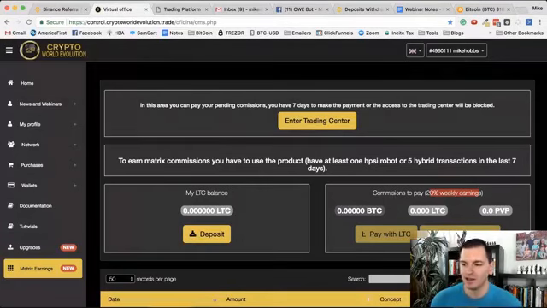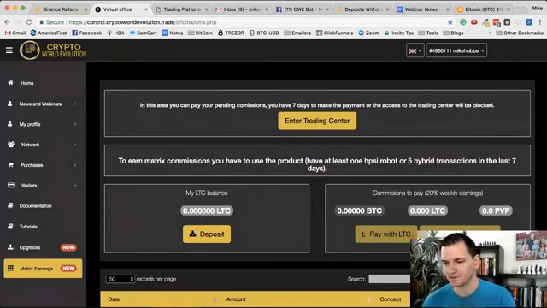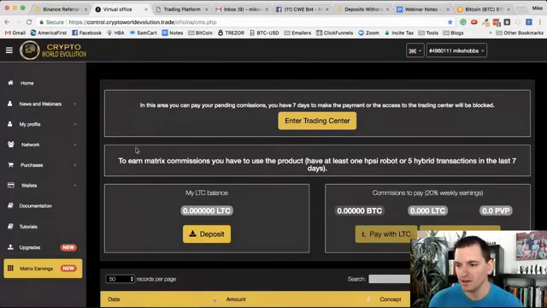But here's the kicker. In order to earn matrix commissions, residual commissions, you have to use the product. You have to have at least one HPSI robot running or 5 hybrid transactions in the last 7 days. So if you don't have a robot running, you do not earn residual income. They want to make sure you're using the product. So turn your robot on, guys. So let's get this robot started. How's that sound?